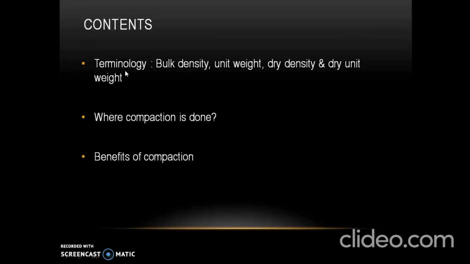In this presentation, we will go through terminologies used to define degree of compaction, that is bulk density, unit weight, dry density, and dry unit weight. Then we will find out where compaction is done and benefits of it.